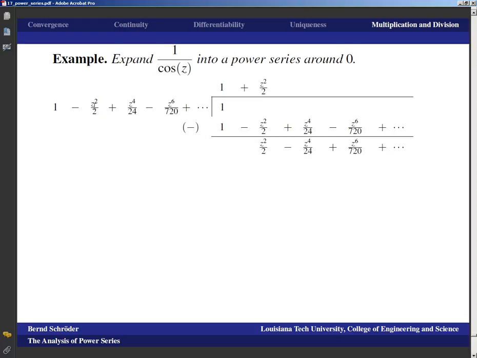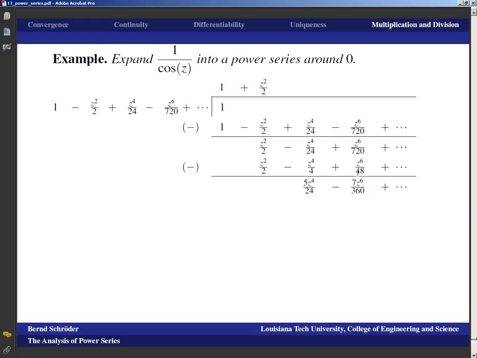Now I multiply everything with z squared over 2, and so I get z squared over 2 minus z squared over 2 times z squared over 2, which would be minus z to the 4th over 4, and then we get z to the 4th over 24 times z squared over 2, which would be z to the 6th over 48, and now we do the subtraction. Of course that's going to get ugly, right?